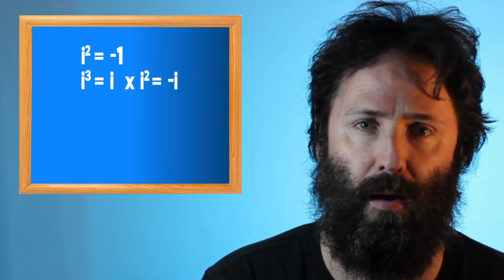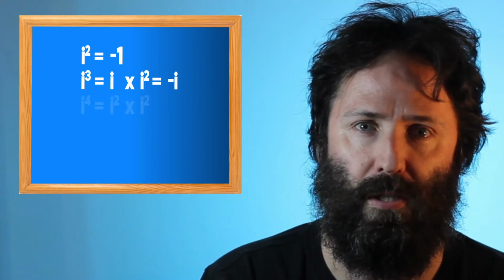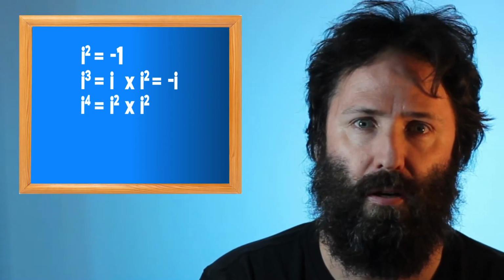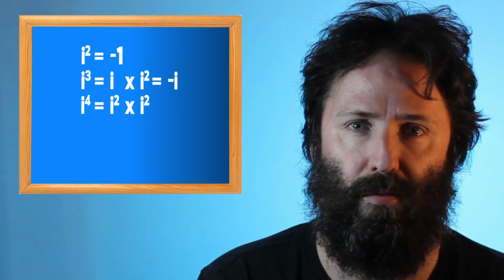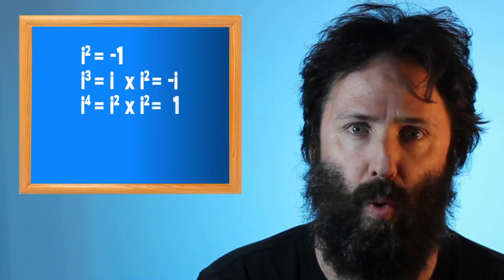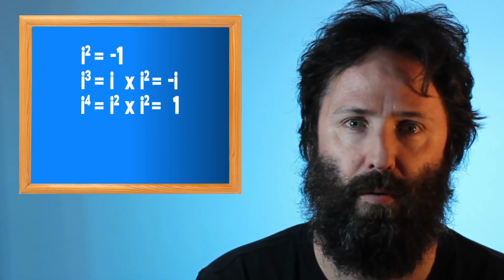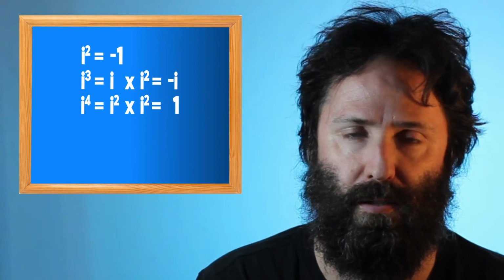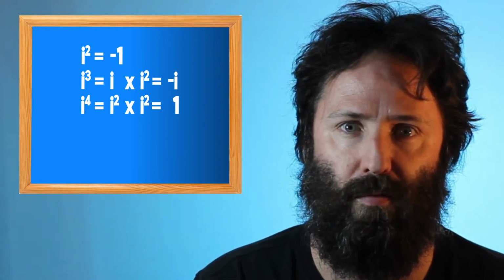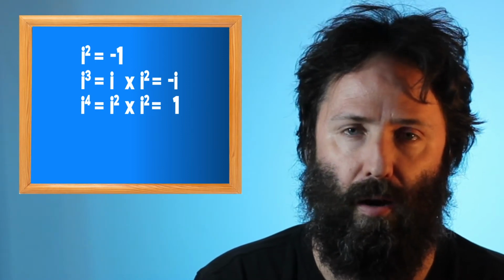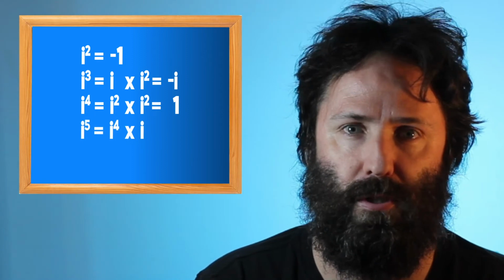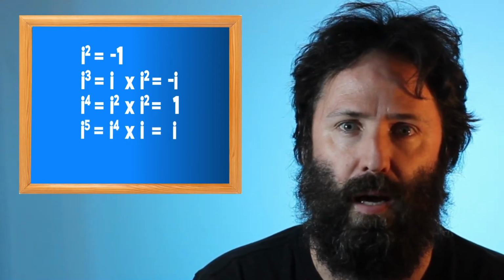Okay, and I can keep building up. i to the power of 4 is just i squared times i squared, and I know by definition that i squared is -1, so therefore -1 times -1 gives me that i to the power of 4 is 1. So far we've gone from i squared is -1, i cubed is -i, i to the power of 4 is 1, and i to the power of 5 then is going to be i to the 4 times i, which is just i.